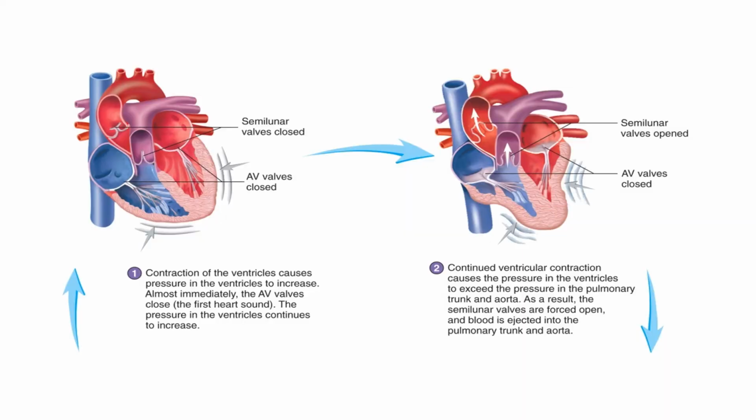So this is actually how a contraction happens. The contraction of the ventricles causes pressure in the ventricles to increase almost immediately. The AV valves close in the first heart sound. The pressure in the ventricles continues to increase. And then next, continued ventricular contraction causes the pressure in the ventricles to exceed the pressure in the pulmonary trunk and aorta. As a result, the semilunar valves are forced open and blood is ejected into the pulmonary trunk and the aorta. Okay?